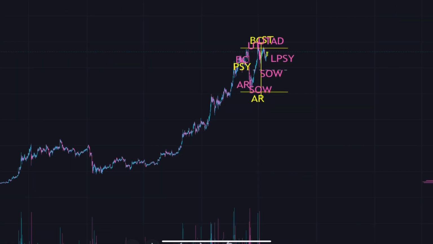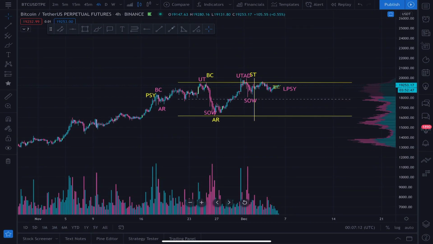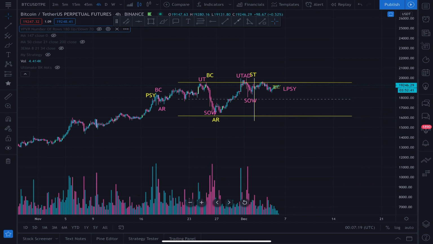So we have established our change of character here, and we're just going to zoom into that level and see what we can see. So I'm going to just stretch this out, bring that up a bit. Let's go ahead and turn the VPVR off for a moment. We don't need that right now. And we have our trading range here.